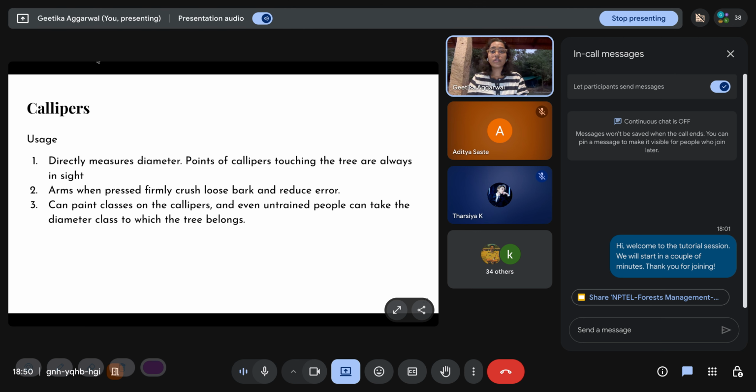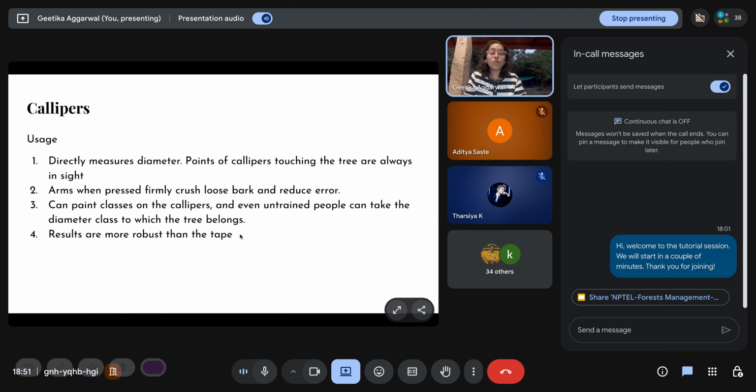Now, something that can also be done is that if you have unskilled people going out to measure the tree and you don't really trust what measurement they'll come back with, you can paint the caliper into different sections. Say you have the caliper painted as 10 centimeter, 20 centimeter, 30 centimeter, whatever the diameter. Till 10 centimeter it's red, then it's green, then it's blue. They'll tell you that this tree falls into the red category, green category, like that. Then you can get an idea of the different diameter classes in the forest stand.